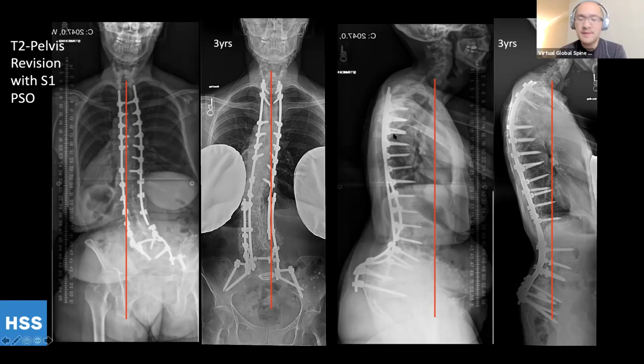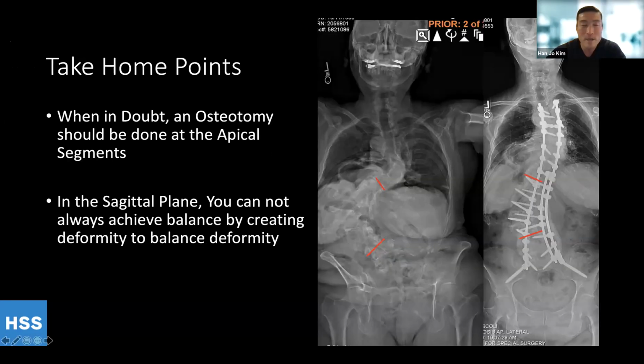Well, Hanjo, we have about several minutes left, so why don't you take us home with your last case? Great. So anyway, the take-home points for this case: when in doubt, an osteotomy should be done at the apical segment, as in the case I just presented. And in the sagittal plane, if you can avoid it, you should always try to achieve balance without creating deformity to balance the deformity.